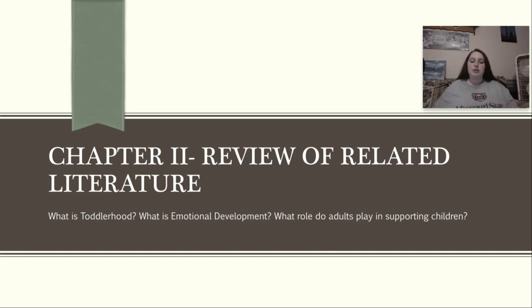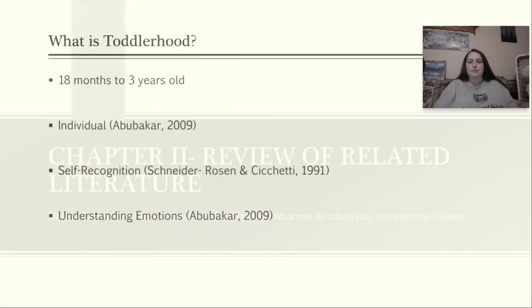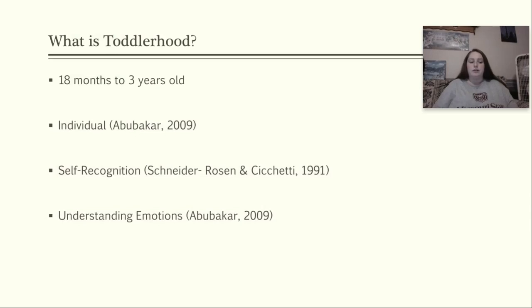The next section will explore the related literature that supports this topic. This brief overview will explore the following questions: what is toddlerhood? What is emotional development? And what role do adults play in supporting children? Toddlerhood is a term used to describe the growth development in age from around 18 months to 3 years old.